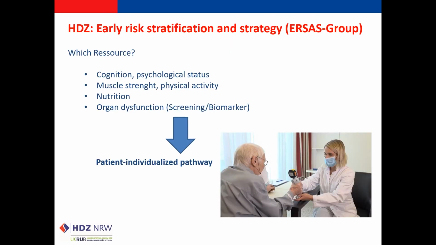I would like to present what we are doing in our risk stratification. We call it the ERSAS group, an early risk stratification and strategy. We are looking at the resources of the patients like cognition, psychological status, muscle strength, physical activity, nutrition, and organ dysfunction to decide on a patient-individualized pathway.